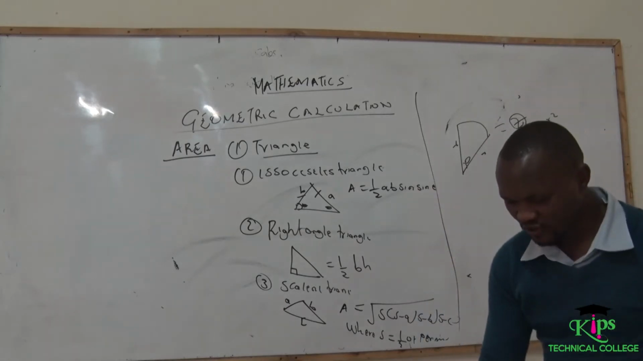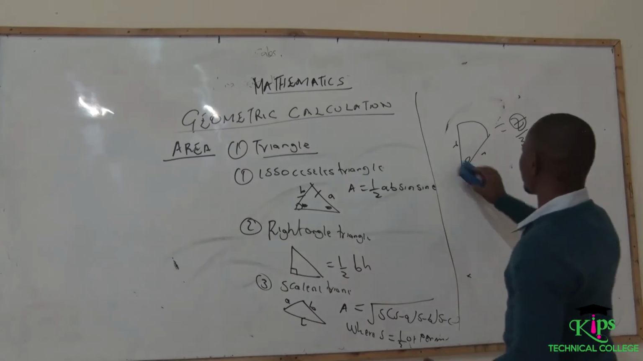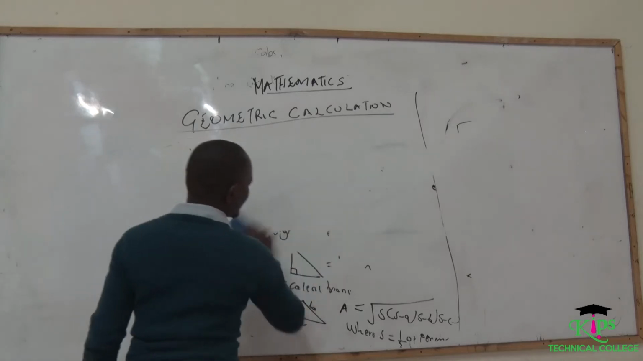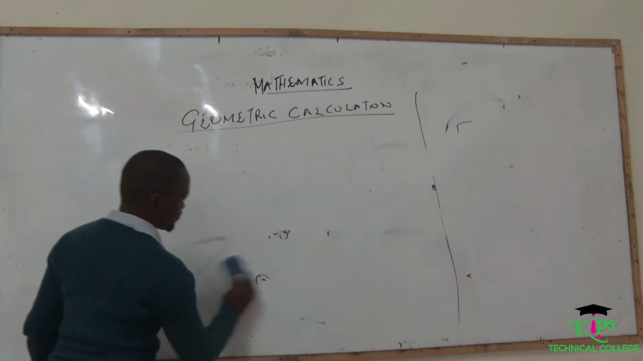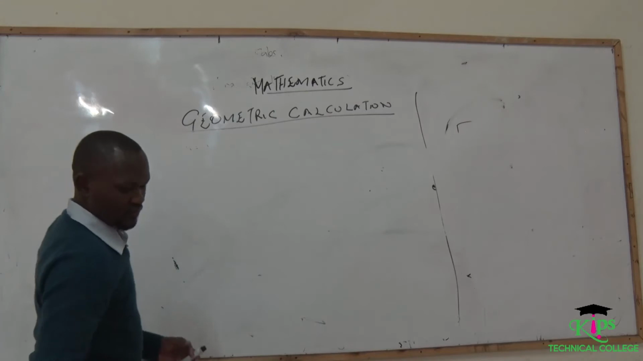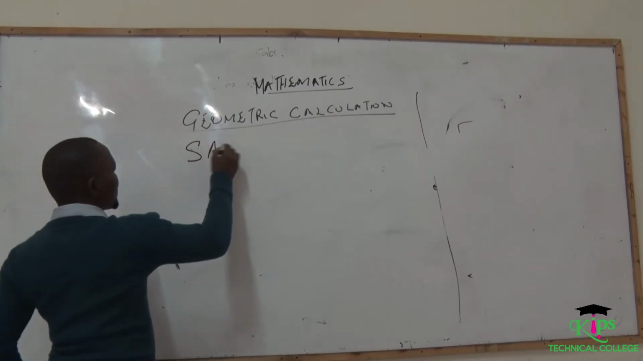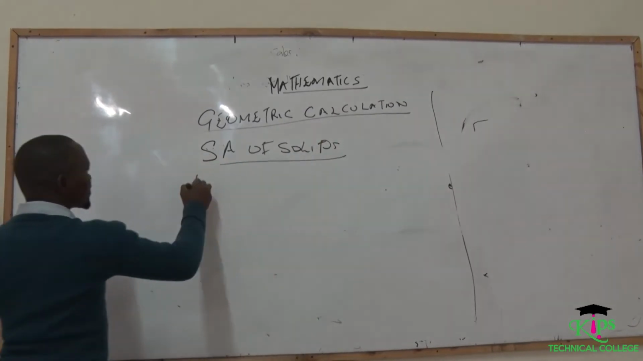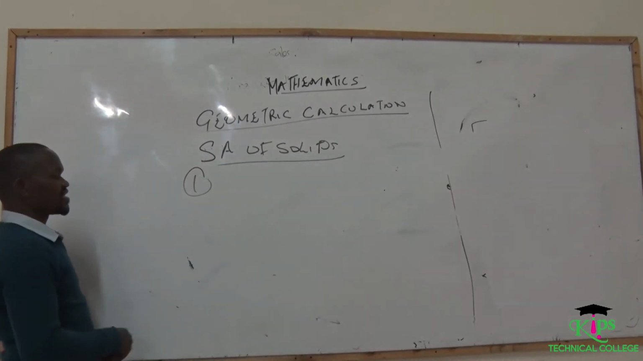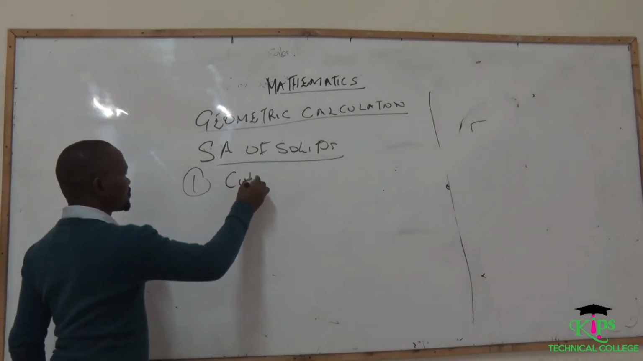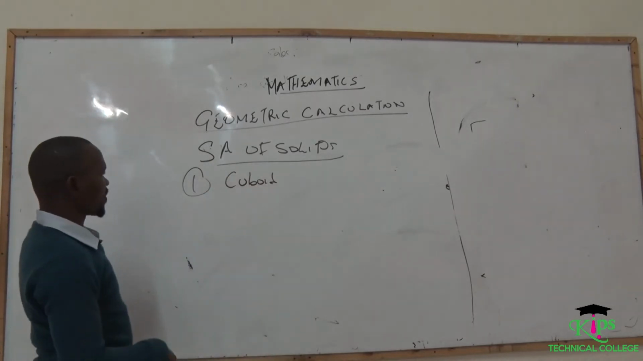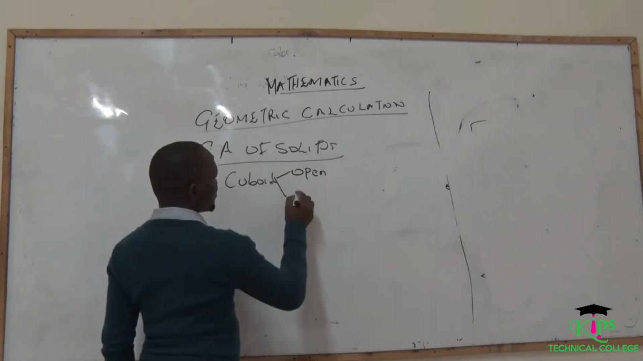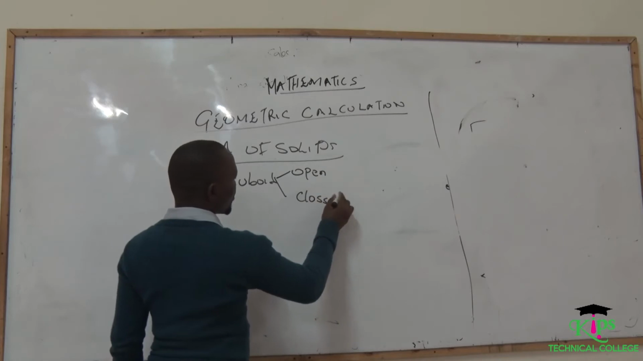Surface area of solids. So the first solid that we have to get the surface area of is called a cuboid. We have to get the area of a cuboid. The cuboid can either be open or closed. You can have an open cuboid or a closed cuboid.